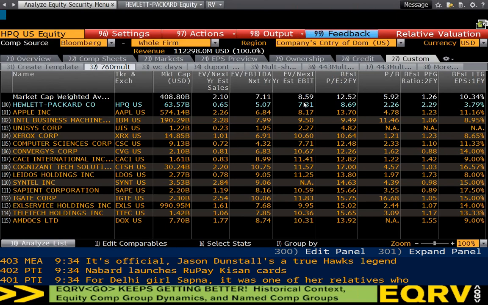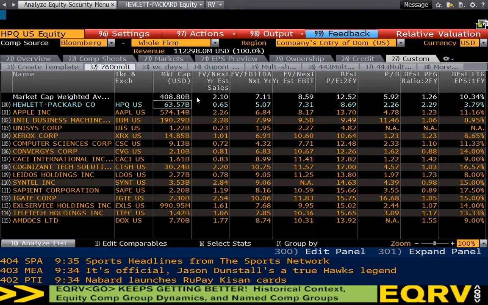But while we're on this screen, since we were also talking about the multiple analysis, what could we say about HP that justifies these lower multiples? So they're obviously trading at a discount, right? Particularly on enterprise value to sales, trading at about a third of the industry, lower EV to EBITDA, lower EV to EBIT, and a lower PE ratio. So why? What can we say about HP?